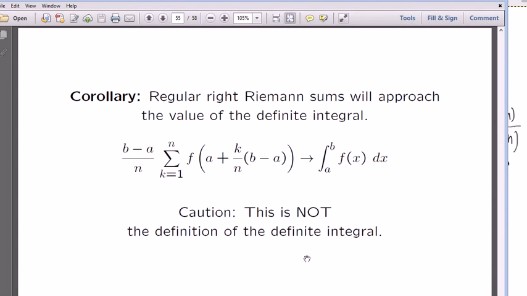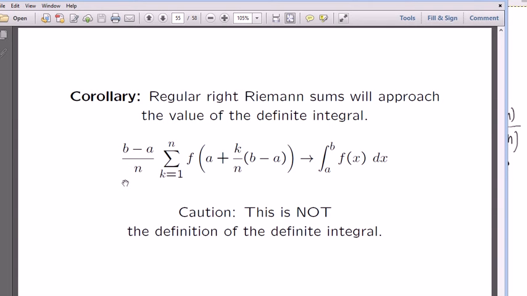So here's a complete formula of the regular right Riemann sum. I want you to figure out where that b minus a divided by n comes from. Where did that come from? What is b minus a over n in terms of partition notation? It's the size of the partition, that interval length right there. Delta x, they're all the same. It doesn't vary with k.